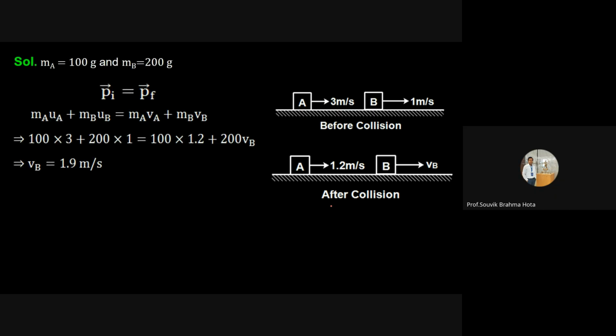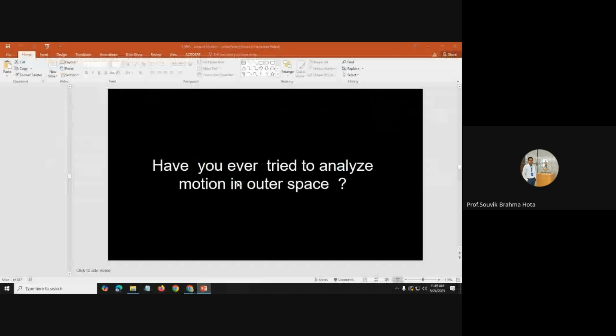So P initial is equal to P final. P initial means initial momentum, mA uA plus mB uB, and final momentum mA vA plus mB vB. So you put in the values. mA is 100, uA is 3, mB is 200, uB is 1, mA is 100, vA is 1.2, plus mB is 200, but you don't know vB. So vB has to be calculated, that is 1.9 meter per second. That is for today's concept.